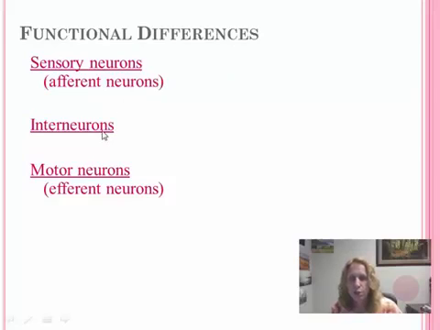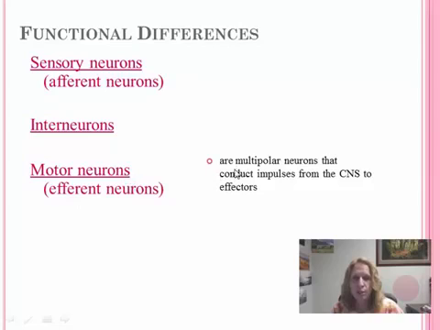We have interneurons. These neurons are located in the spinal cord. And we have motor neurons. These neurons would leave the spinal cord and go out to muscles or glands to have an effect. These are efferent, E for exit neurons.